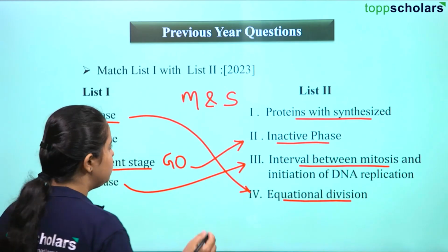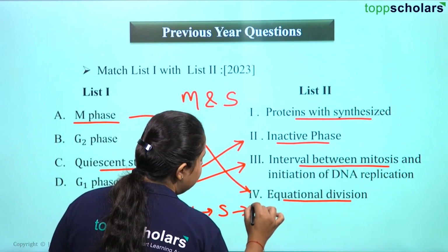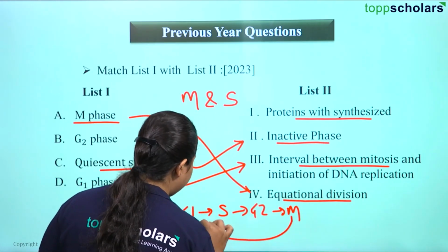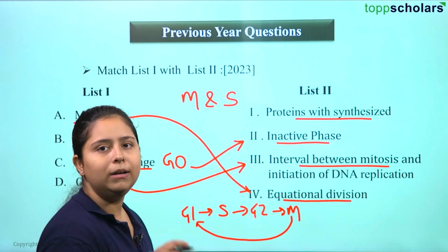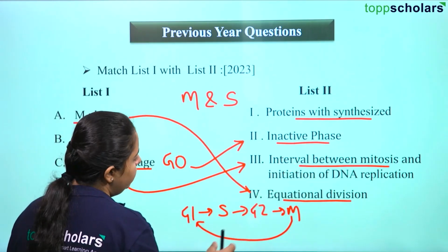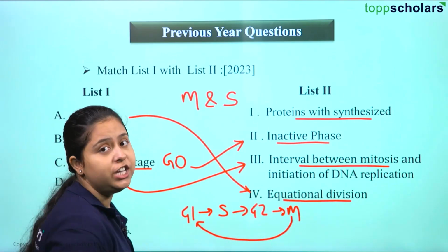What was the sequence, friends? It was G1, then we have S, then we have G2, then we have M, and this cycle will again be repeated in normal healthy cells which are undergoing cell division. So the interval between mitosis and initiation of DNA replication becomes G1.